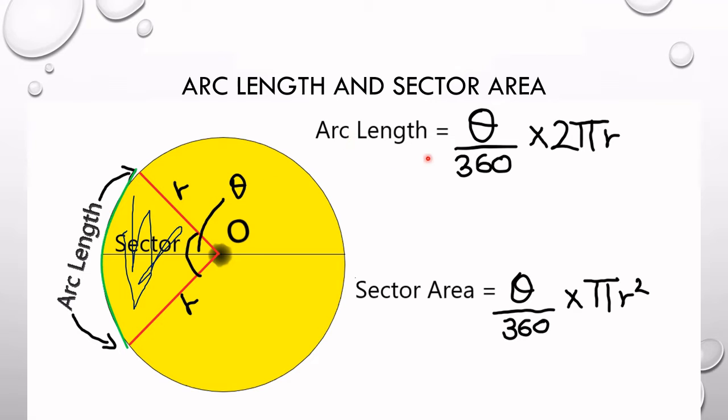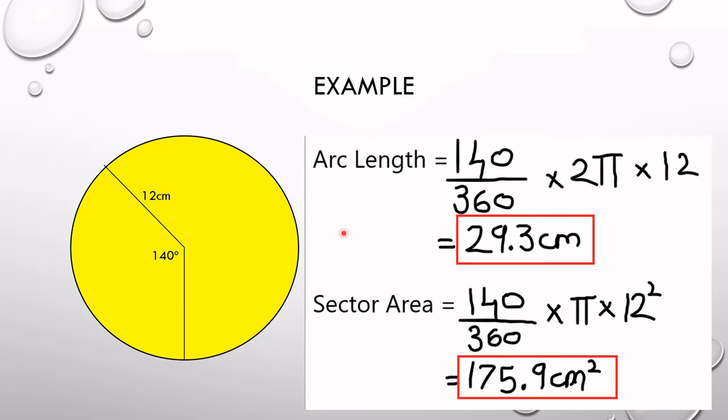So the formula of arc length is theta upon 360 into 2 pi r. What is theta? This angle which is formed between the two radii. And the sector area formula is theta upon 360 into pi r square. Again theta is the same thing, and r we know. These two formulas are very important for the understanding of our other questions. Let's look at this example.